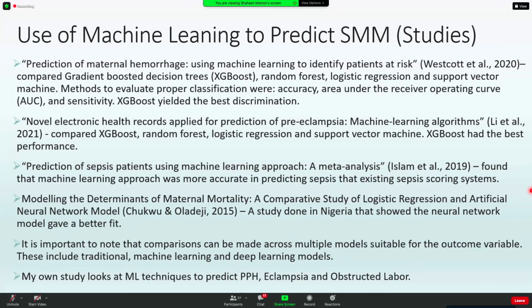And of course, this is interesting. We can do a lot more in the countries that we are in. Get big data, get a lot of data, use machine learning models, and see which one performs better, rather than just doing a logistic regression and saying, okay, these are the predictors of maternal morbidity.